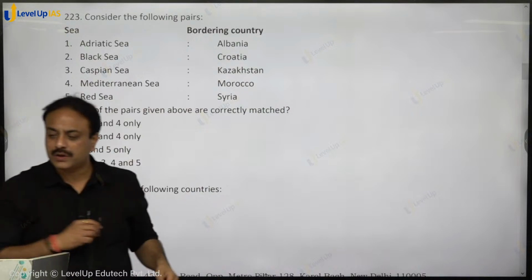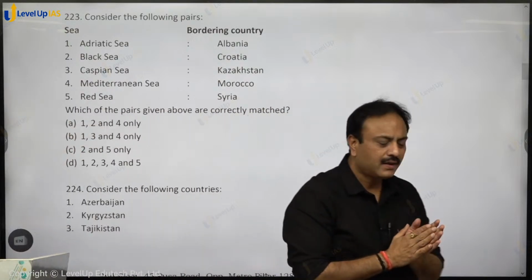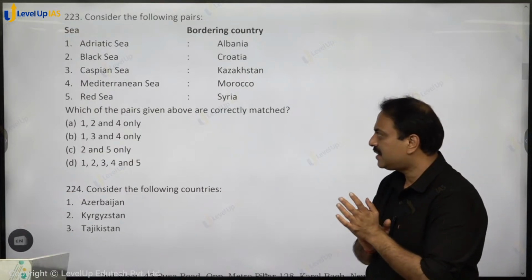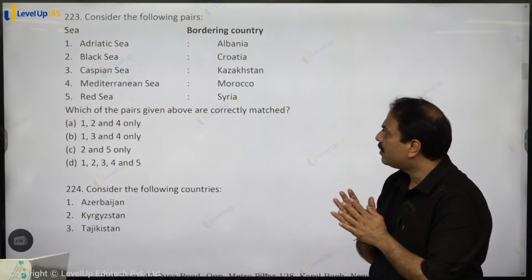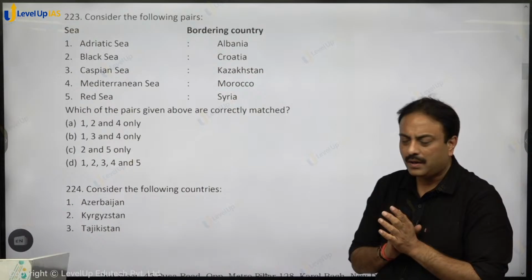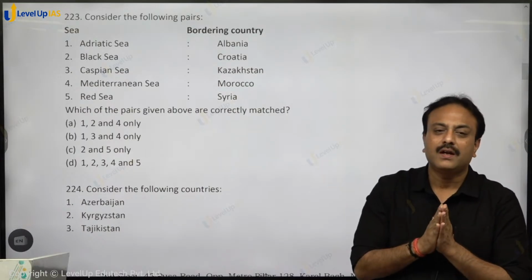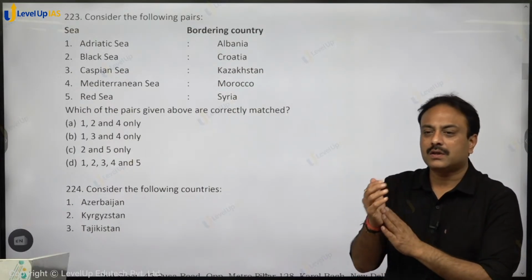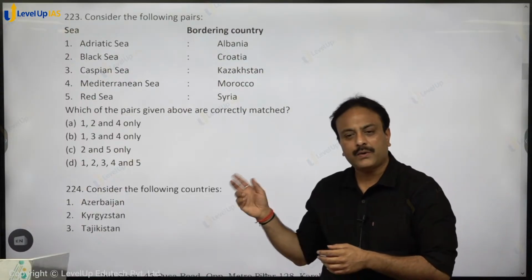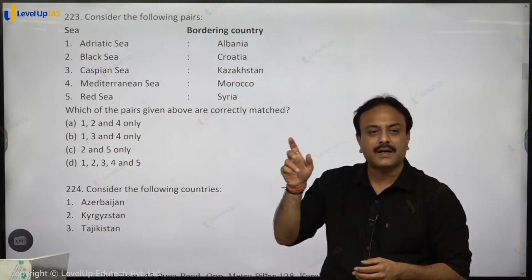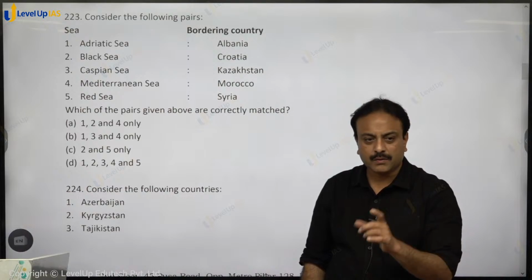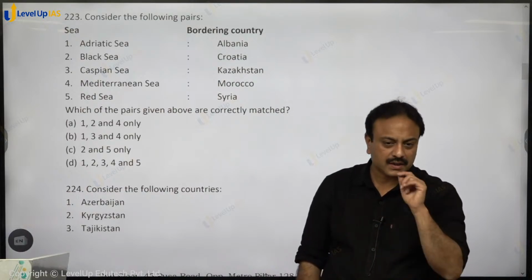Next question, have a look at the question. On one side, the sea is given and the bordering countries are given. And next it is statement number 1: Adriatic Sea having borders with Albania, yes or no? Where is Adriatic Sea? Adriatic Sea is located on the northern side of Italy, sorry. It is connected to Ionian Sea. Ionian Sea and Adriatic Sea are connected by a water body, Strait of Otranto. Strait of Otranto connects Ionian Sea to Adriatic Sea.